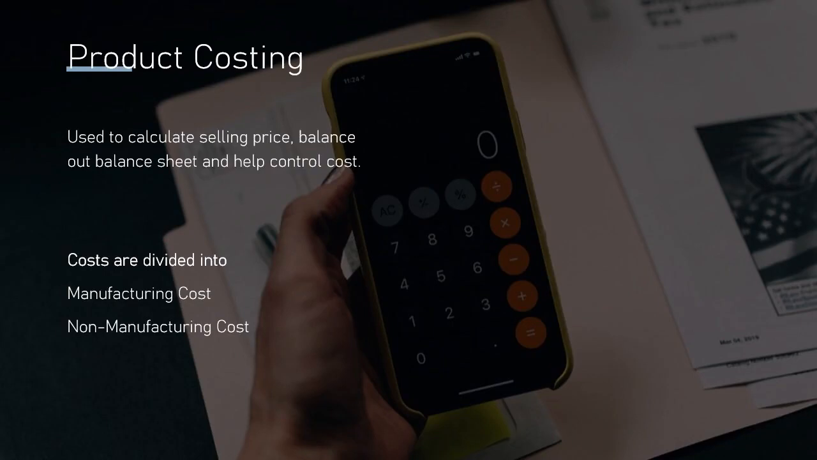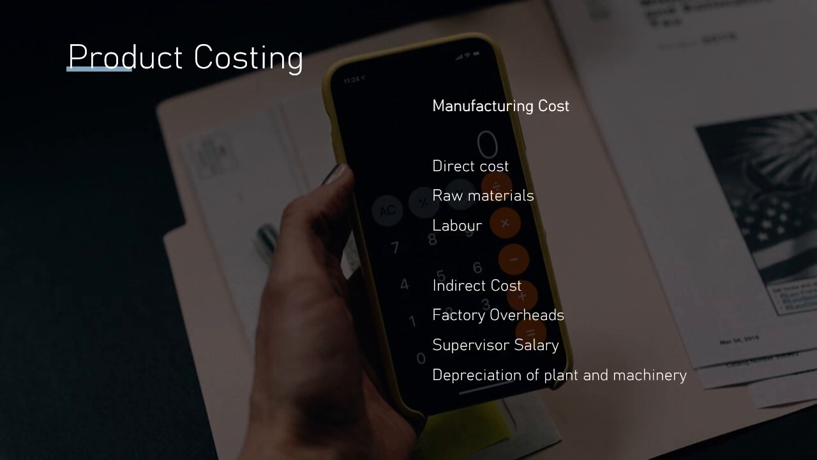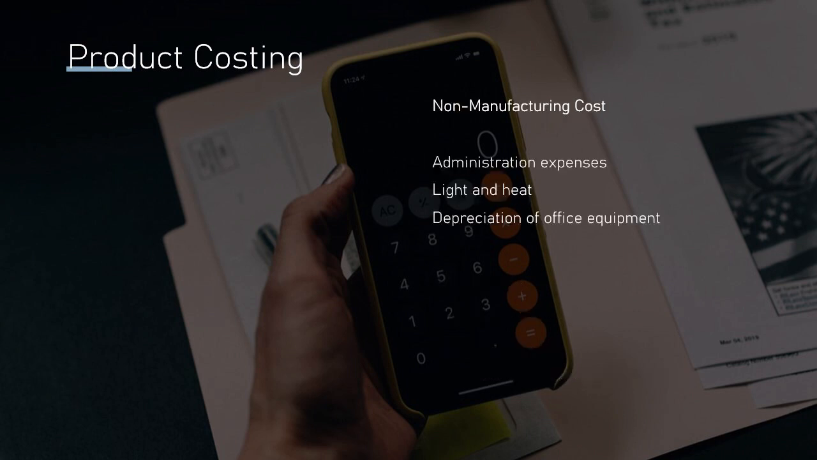Product costing is used to calculate selling price, to balance out the balancing sheets, and to help control costs. Costs can be divided into manufacturing and non-manufacturing costs. Manufacturing cost consists of direct cost, raw materials, direct labor, and indirect costs, factory overheads, supervisor salary, depreciation of plant and machinery. Non-manufacturing costs consists of administration expenses, light and heat, depreciation of office equipment.